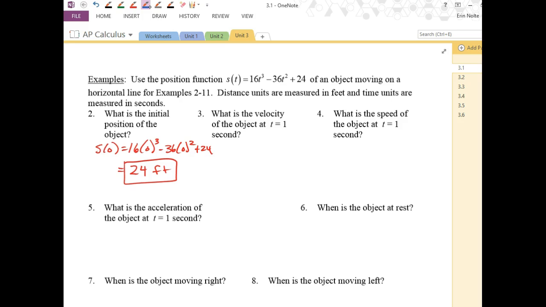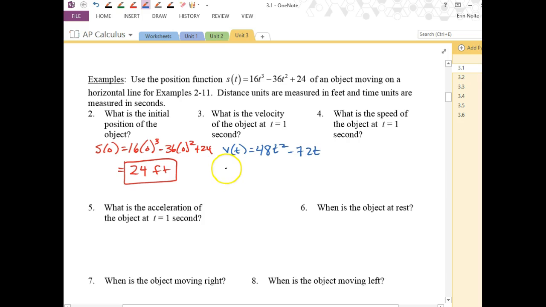Okay, question number 3 says, what is the velocity of the object at time 1? First thing we need to do is figure out the velocity function. So how are we going to find the velocity function? Derive the position. So the derivative is, what's the derivative of 16t cubed? 48t squared minus 72t. Okay, good. So there's our derivative.